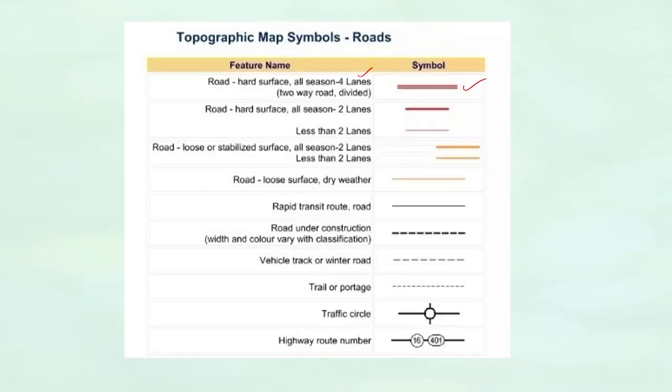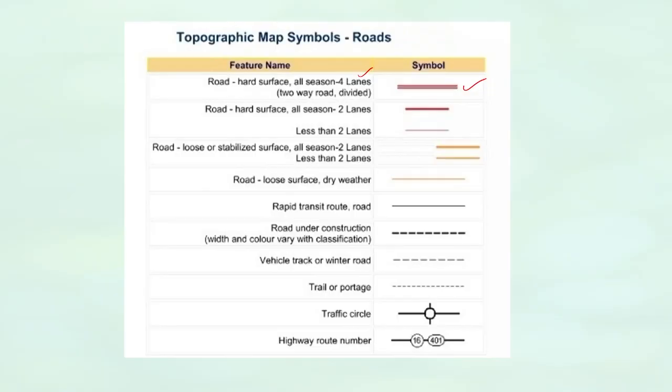If the road has four lanes or more, for example in a national highway, at the same time at least two vehicles can go forward and two vehicles can come backward. Two vehicles move in the forward direction and two vehicles come in the opposite direction. They are called four lane. So four lane roads will be represented like this.